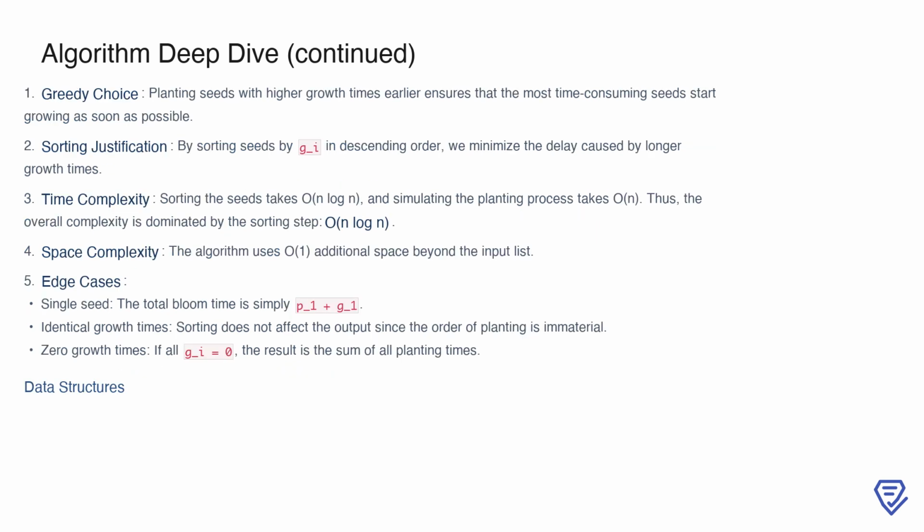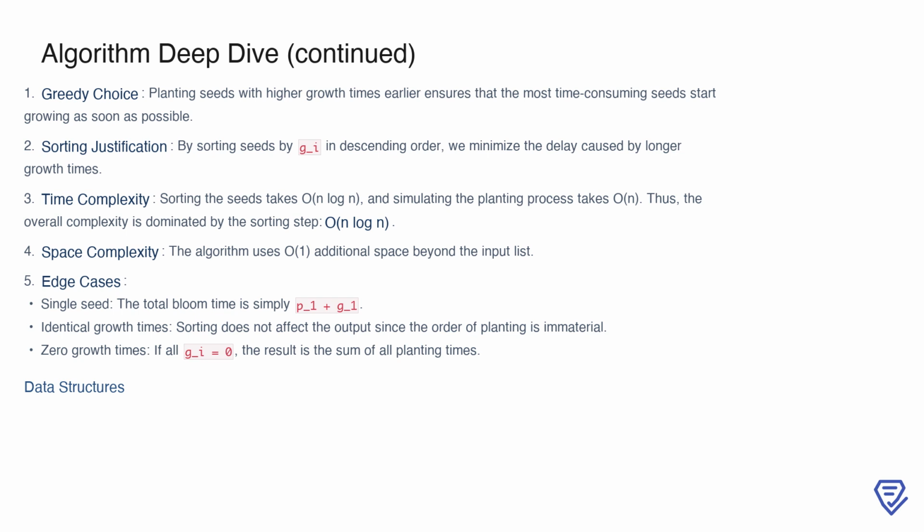The key idea behind this algorithm is a greedy approach. By always planting seeds with the highest growth times first, we ensure that the most time-consuming seeds start growing as early as possible, minimizing delays. Sorting the seeds by their growth time in descending order is essential to achieve this, as it allows us to efficiently manage the planting sequence.